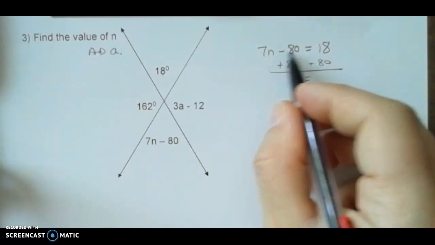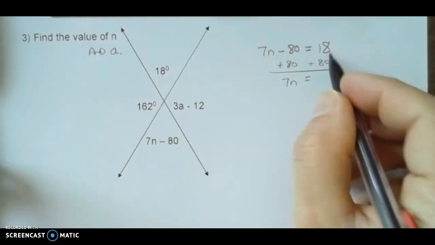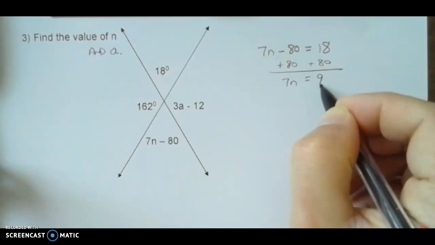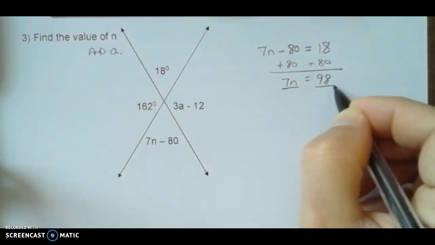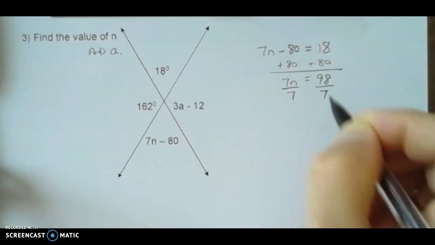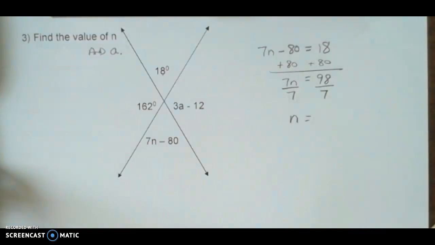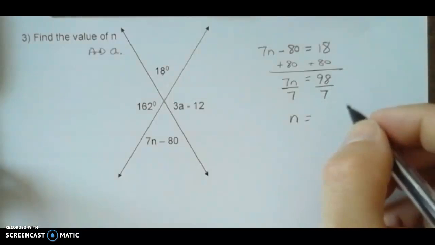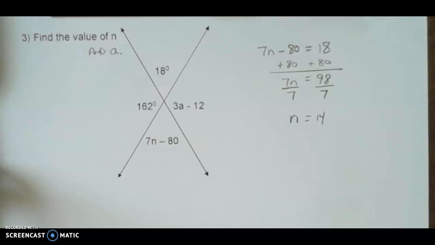On the left, negative 80 plus 80 is 0, leaving us with 7n. On the right, 18 plus 80 is 98. Now we don't want 7n, we just want 1n, so we'll divide each side by 7. 7n divided by 7 is our 1n. If you do 98 divided by 7, n is equal to 14.